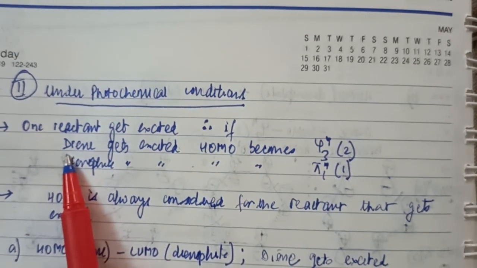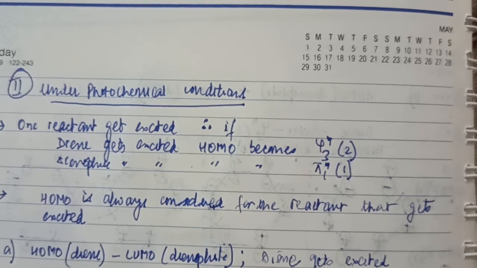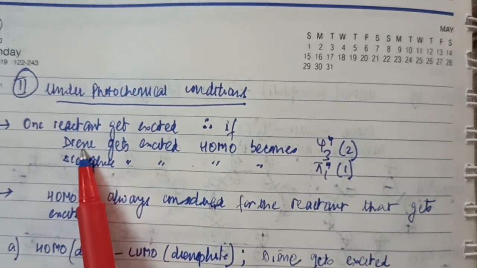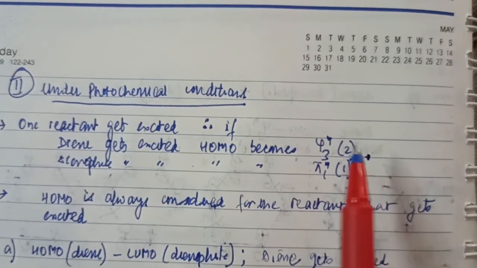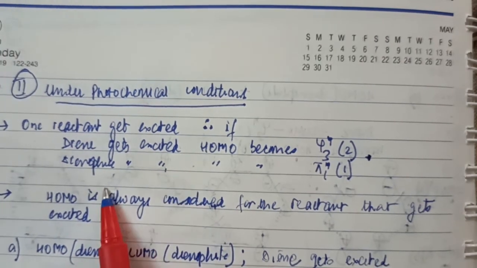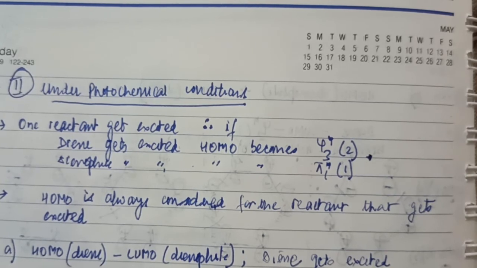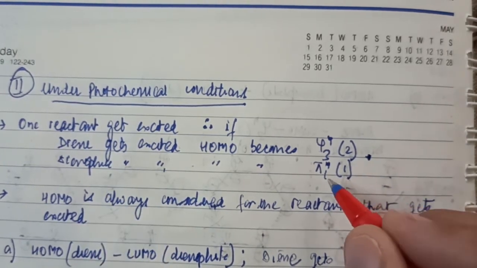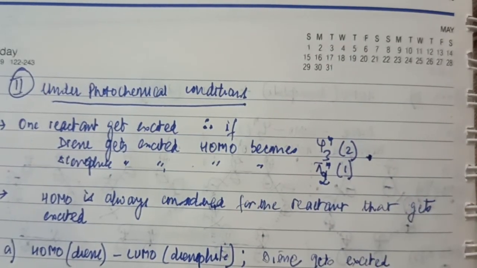Diene had 4 electrons. First 2 were there in Psi 1, next 2 were there in Psi 2. Photon of light struck diene. 1 electron from Psi 2 got excited to Psi 3 star. Now, if diene gets excited, HOMO becomes Psi 3 star. And if dienophile gets excited, in dienophile I have only 2 electrons. First 2 electrons will go to pi 1, pi 2 star will be empty. But if a photon of light strikes, 1 electron from pi 1 will go to pi 2 star, and therefore your dienophile gets excited. Pi 2 star would be the HOMO here.